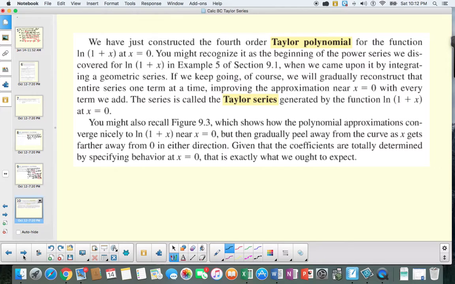Okay, so what we've constructed is what we call a Taylor polynomial. It was finite, it ended, and it was the beginning of the power series we discovered in section 9.1. Now, the series is called a Taylor series, generated by this function natural log of 1 plus x at x equal to 0. Now these are all polynomial approximations that are near 0.